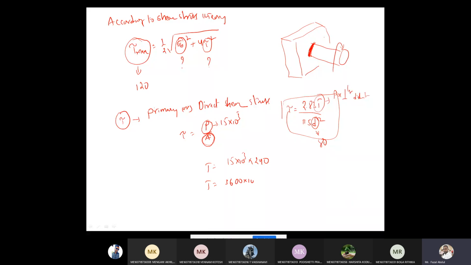3600 into 10 to the power of 3 Newton mm. Now substitute the T value in the stress equation. Shear stress equals 2.83 into 3600 into 10 to the power of 3, by pi into S. We don't know the S value, that is what is asked in the question, the size of the weld. The D value is given in the question, the diameter of the rod as 80. Now tell me the shear stress value. The value will come in terms of S megapascal.